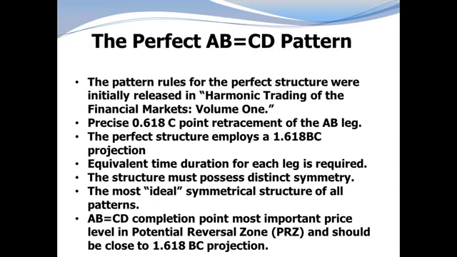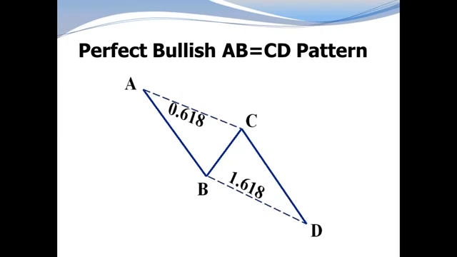Also, it's important to possess equivalent time duration for each leg. Now, this ensures that the structure has distinct symmetry. It's the most ideally symmetrical structure of all harmonic patterns. The AB equals CD completion point is the most important price level in the potential reversal zone and should complete close to the 1.618 BC projection.